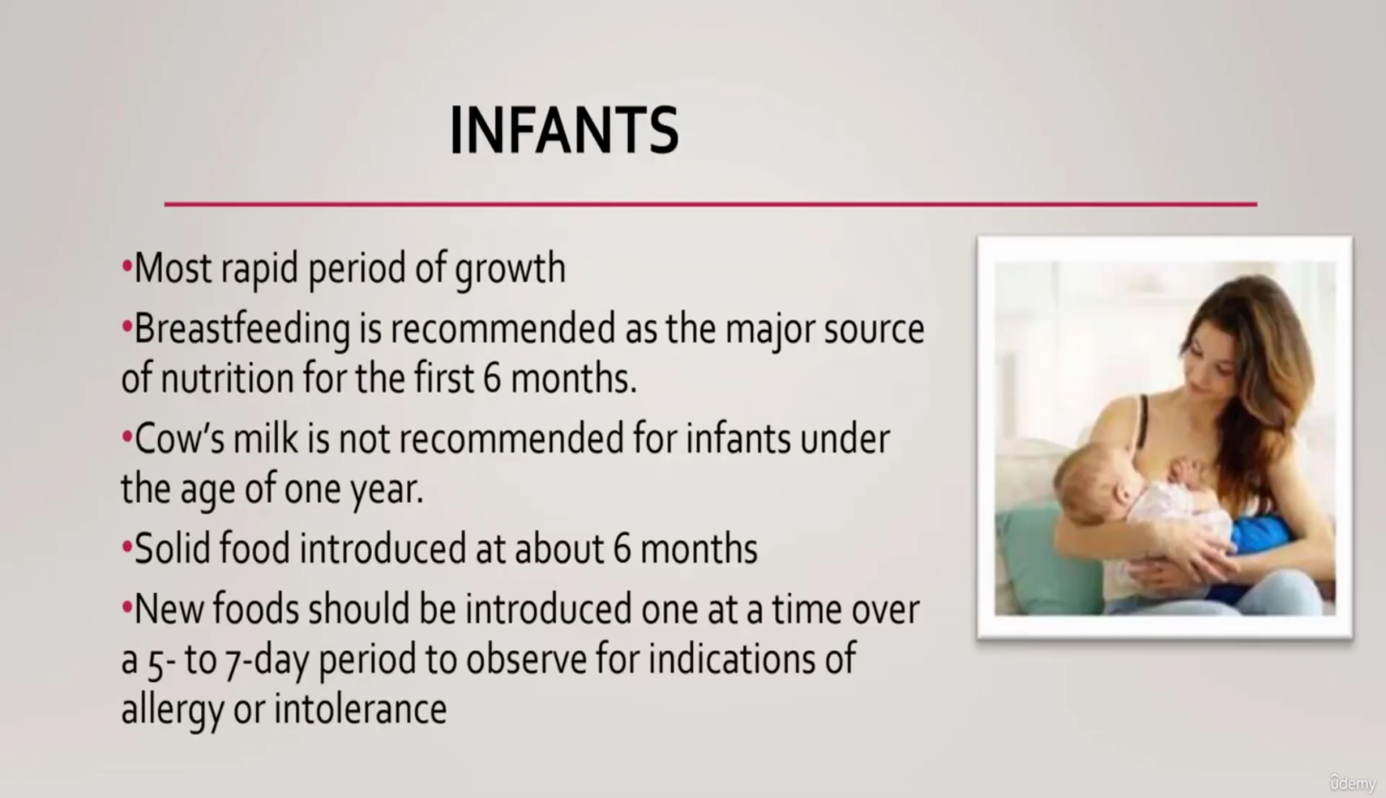For infants, the most rapid period of growth, breastfeeding is recommended as the major source of nutrition for the first 6 months. Cow's milk is not recommended for infants under the age of 1 year. Solid food is introduced at about 6 months. New foods should be introduced one at a time over a 5 to 7 day period to observe for indications of allergy or intolerance.